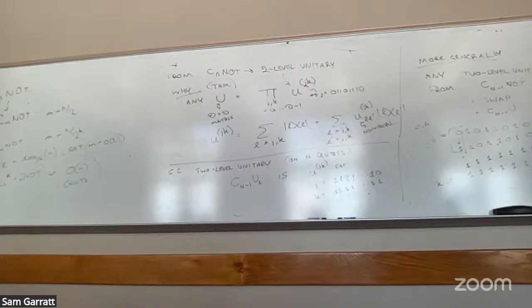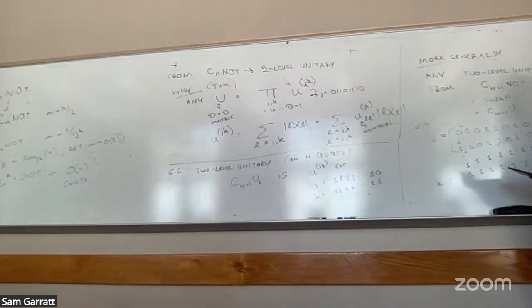Okay. So you walk through Hilbert space, apply this multi-controlled U, and then you walk back. And that gives you any two-qubit unitary. This deconstruction of unitaries is described in some detail in Nielsen and Chuang.